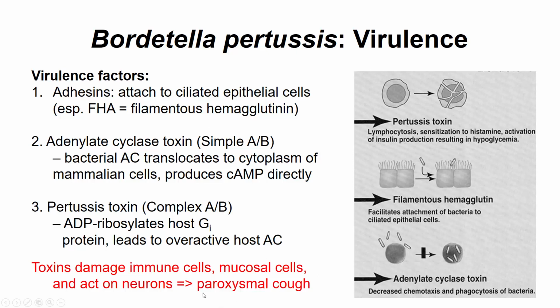And so the end result of all of these toxins in particular is that you get death of those ciliated epithelial cells it's bound to. Those die pretty quickly. You get death of a lot of immune cells that get recruited in to try to get rid of it. They die from the toxin, so they're not doing anything. And it's also acting on some of the neurons in the airway system, so that's part of what's driving that really nasty spastic cough that is the underlying feature of the disease.